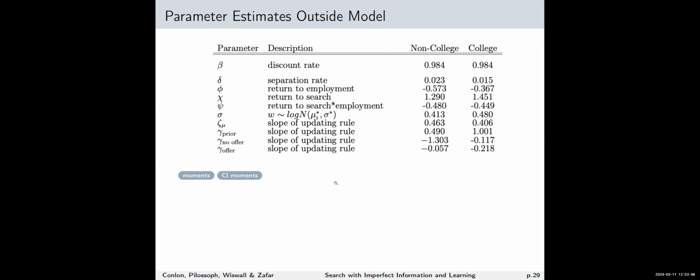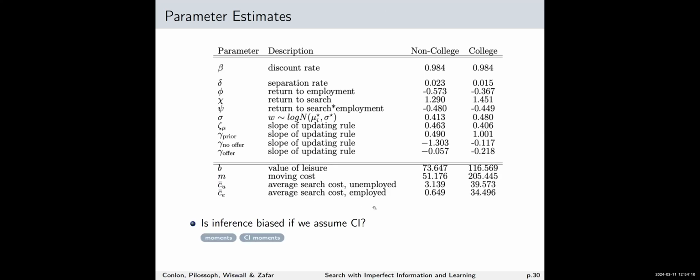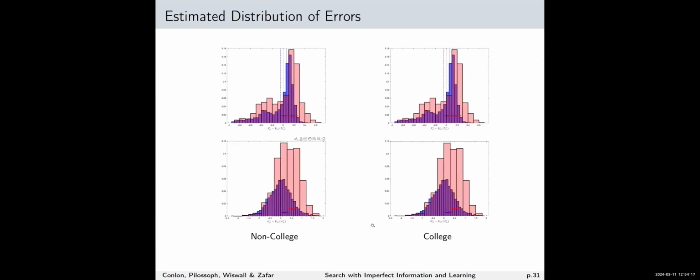Okay, I'm going to skip through. So we estimate the model for the college sample and the non-college sample, both under the model with incomplete information and learning and the complete information benchmark. Naturally, the parameter estimates you get in the two are different. You can fit the data perfectly in both models, which we do. But importantly, to answer the first question that I mentioned in the beginning, is inference biased if we assume complete information? The answer is yes, not surprisingly. But it relates to what you estimate is the underlying distribution of errors.